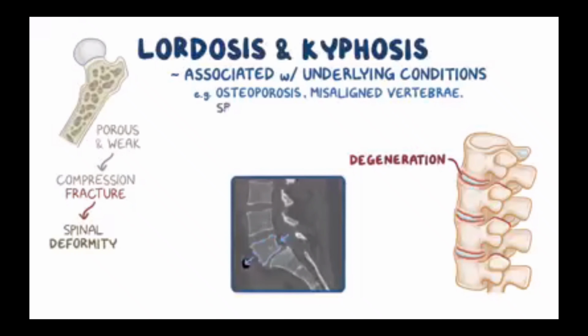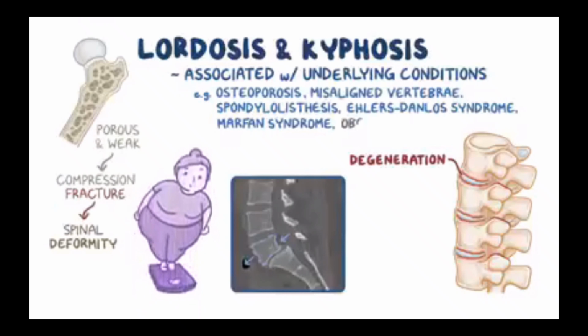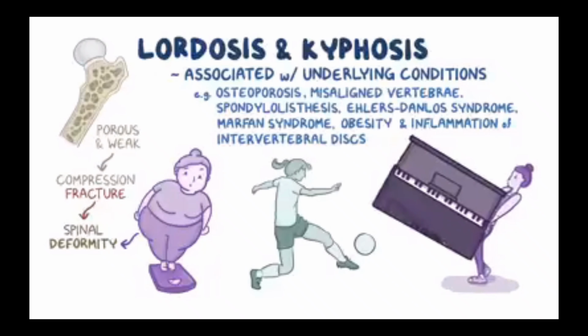Other conditions like spondylolisthesis, in which a vertebra slips out of its normal position, or conditions like Ehlers-Danlos syndrome and Marfan syndrome, where bones and connective tissues overgrow, causing spinal instability. Obesity can also put excess unbalanced weight on the spine, causing it to deform. Other causes include inflammation of the intervertebral discs, which can happen from overuse due to a sports injury or lifting weights in an inappropriate way.